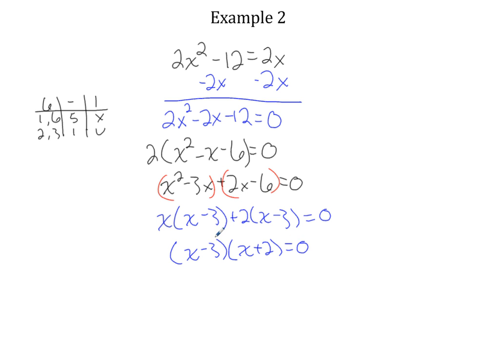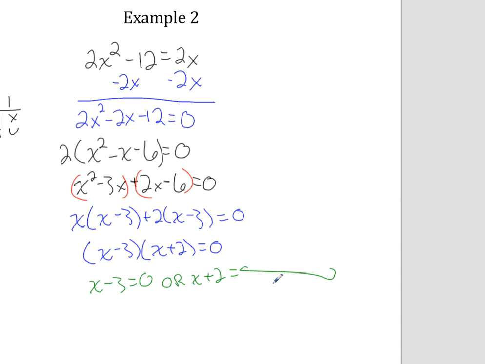Now I'm going to use the zero product property again. I've got two things being multiplied together to give me 0. So either x minus 3 has to be 0, or x plus 2 has to be 0.